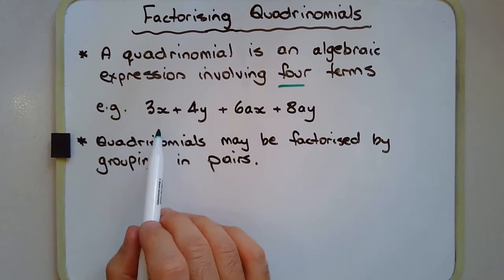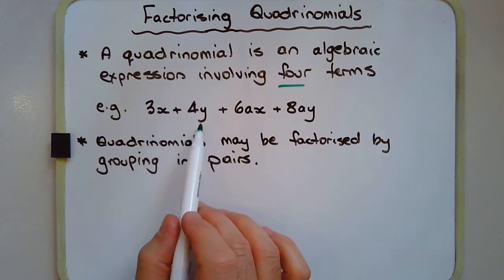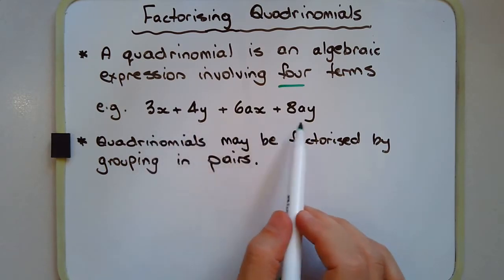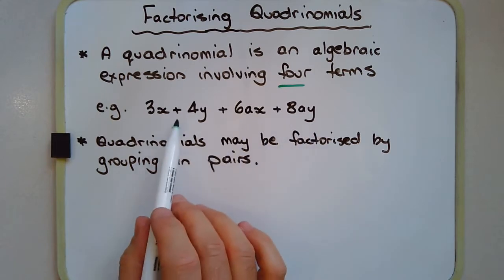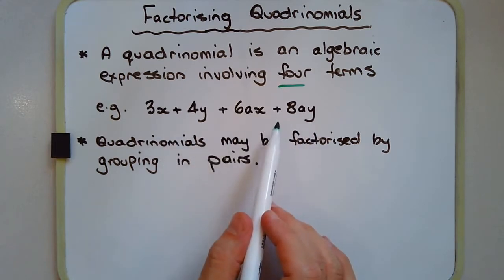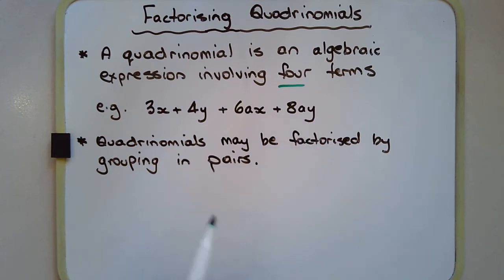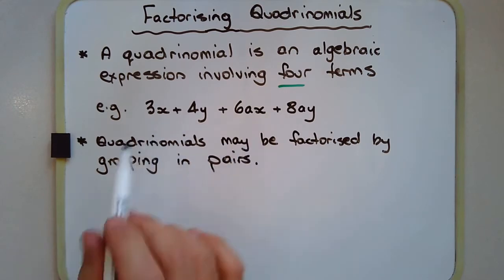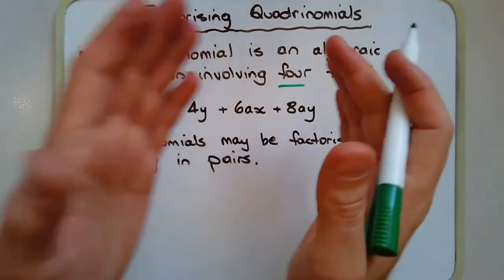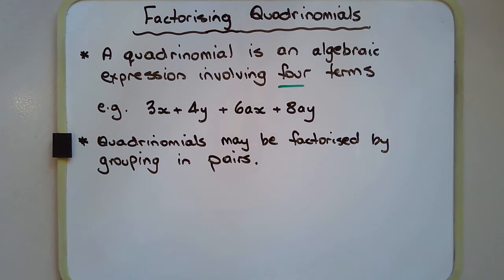As an example, 3x plus 4y plus 6ax plus 8ay. Terms are separated by plus or minus signs, and in this case there are four of them, so this is called a quadrinomial. Quadrinomials may be factorized by grouping in pairs. We group any two together, usually the first two and the second two terms, and then we try to factorize them and see if we can find something in common. Not always possible. Sometimes we may have to move terms around to make it a little easier.